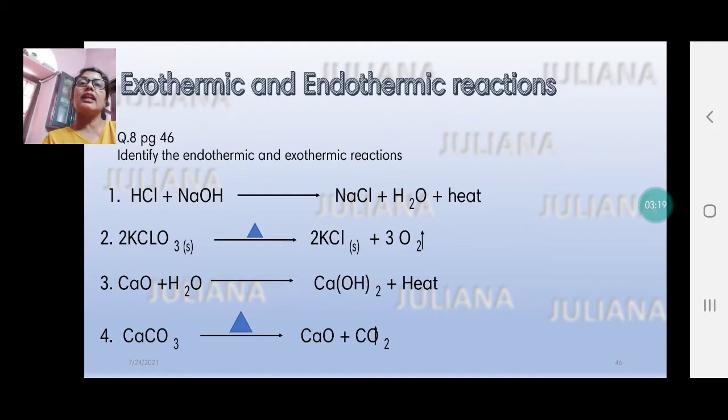And in the reaction, if heat has been evolved as a byproduct, then it is called an exothermic reaction. Now in the first case, hydrogen chloride reacts with sodium hydroxide, an acid and a base reaction, giving us a salt, sodium chloride, and water, and during the chemical reaction, heat is given out. So this is an exothermic reaction. In the second case, you find a triangle on the arrow. That means heat is taken in. Here you have KCl, potassium chloride and oxygen, and in this case heat is taken in. So this is an endothermic reaction.